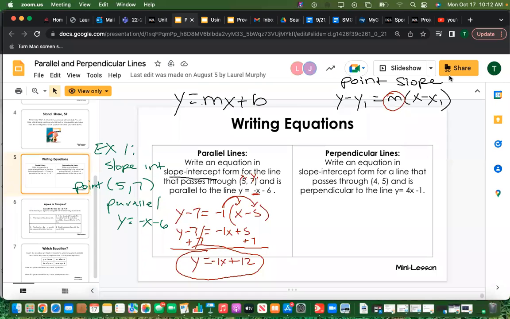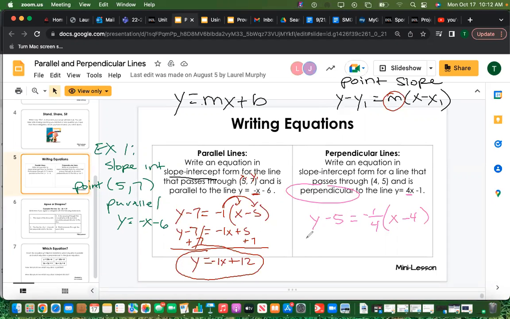I'll give you a second. Okay, we're going to do the same thing for this other one. The only difference is we're trying to make it perpendicular. So think about it. If 4 is the original slope, what is the negative reciprocal of that? -1/4. Exactly, y'all are brilliant. So -1/4. And remember, our point is 4,5. So we're just going to substitute into here. We're going to get x minus 4 on this side and y minus 5 on the other.